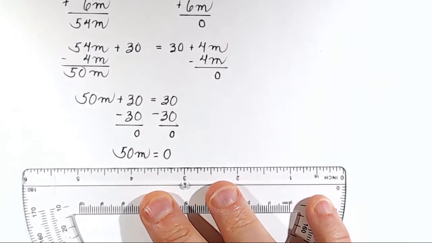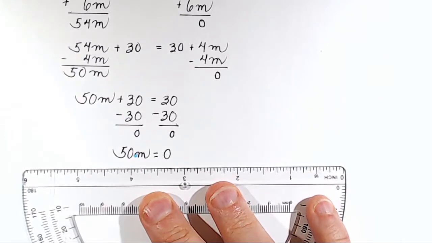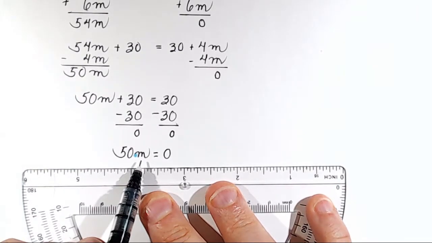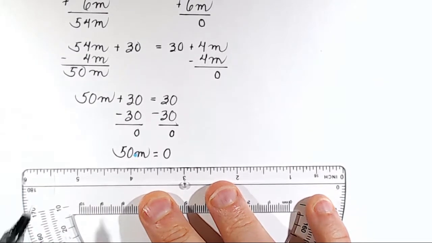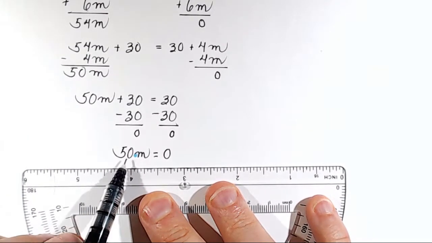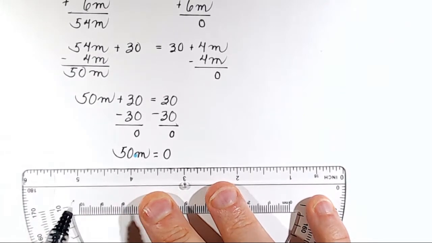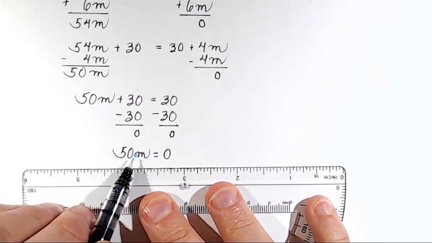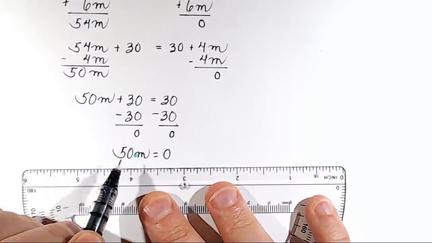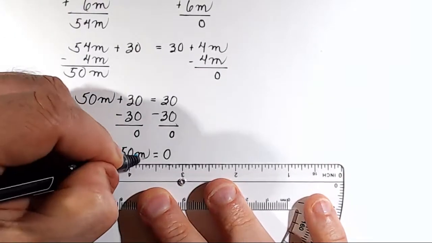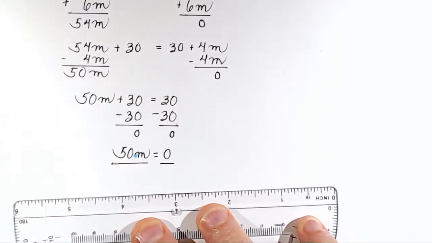You might be seeing the answer at this point, but we're going to continue to show our work. 50m is really 50 times m. So if I want to get m by itself, I have to do whatever is the opposite operation to what's being done currently. And since what's being done currently is m is being multiplied by 50, in order to get rid of the 50 and get m by itself, I have to divide both sides by 50.